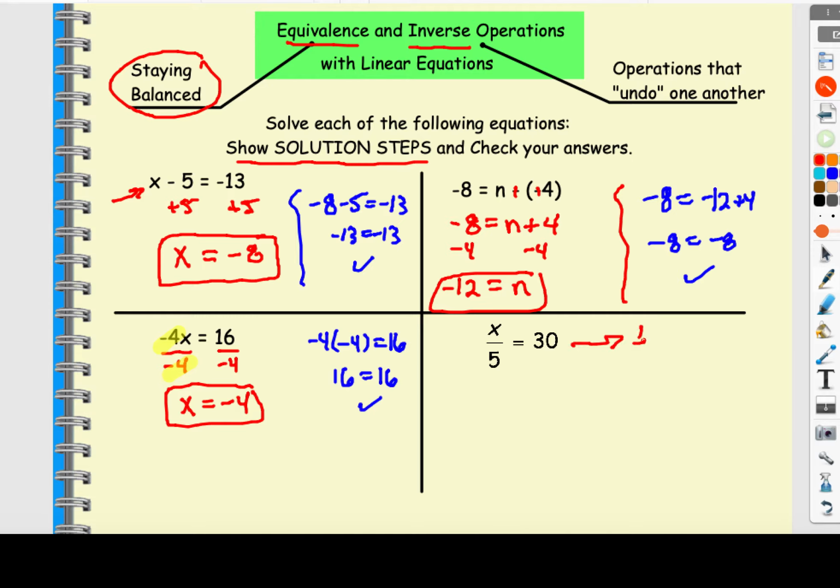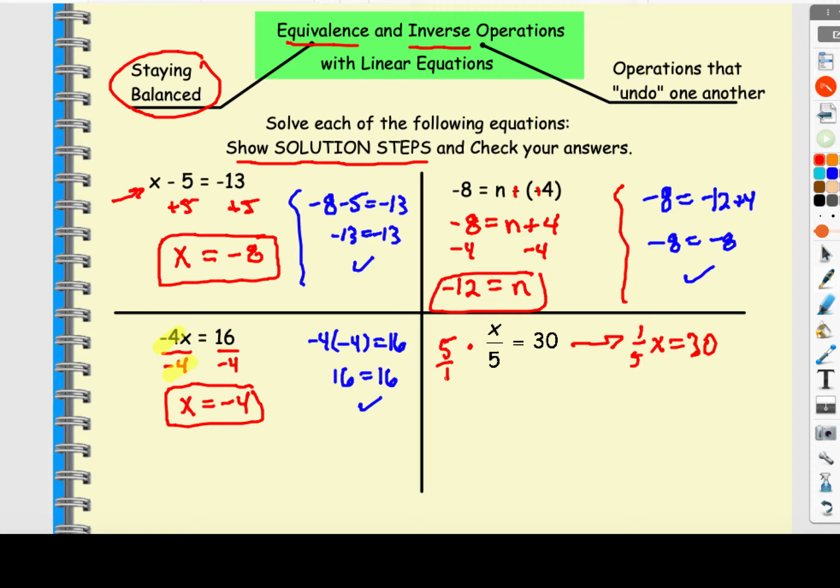Technically, 1/5 times x is the same thing as x over 5, which just reminds us, well, how do I get rid of a fraction? Well, I really need to cancel the denominator. Same idea over at the left. How do I get rid of division? Well, I really need to multiply by the denominator, right? 5 over 1. 5 on the top is going to cancel that 5 on the bottom.